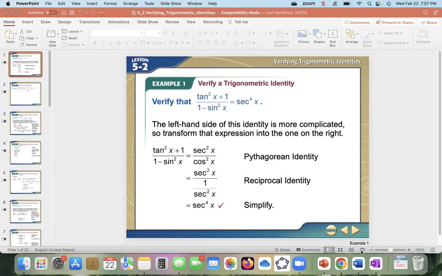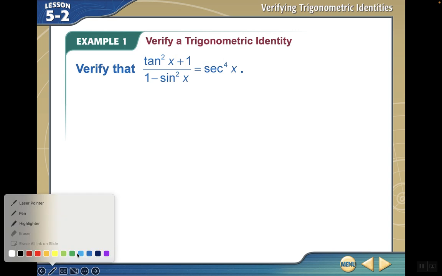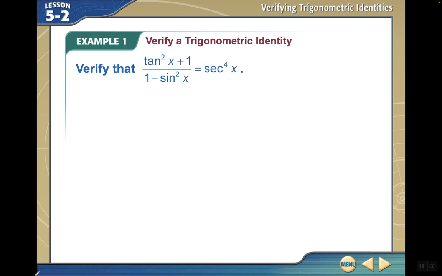Okay, guys, we're going to do 5.2 because it's not really learning anything new. It's just putting together what we did in 5.1. So you need to have all of your identities handy. What we're doing is just verifying trig identities.